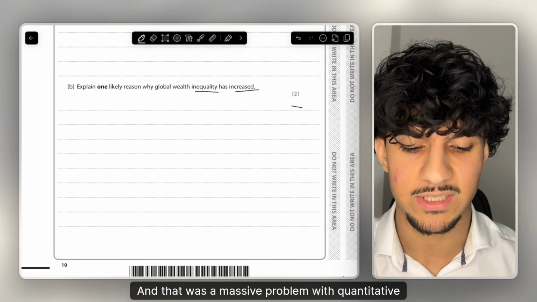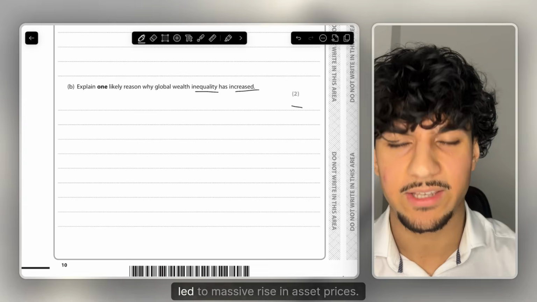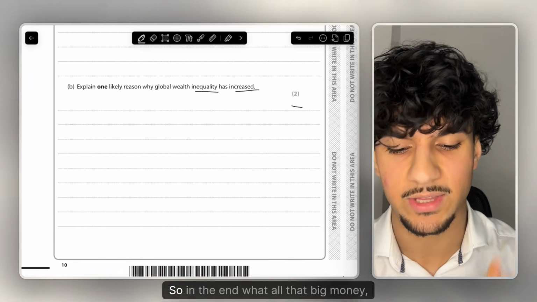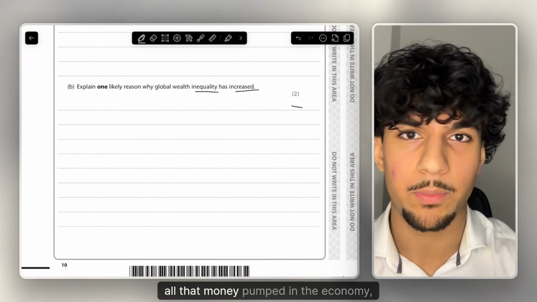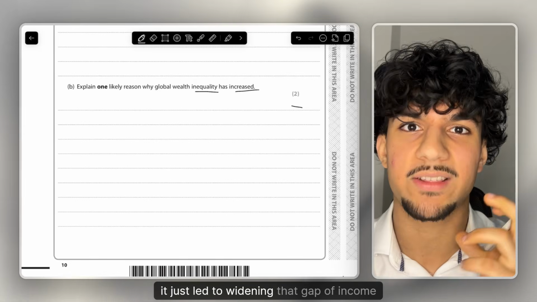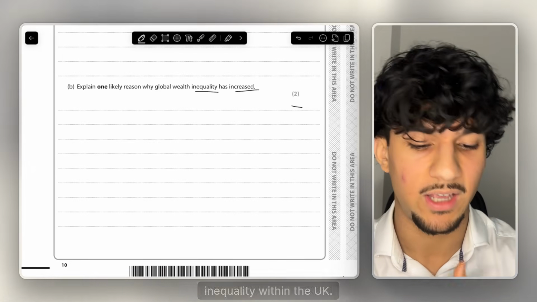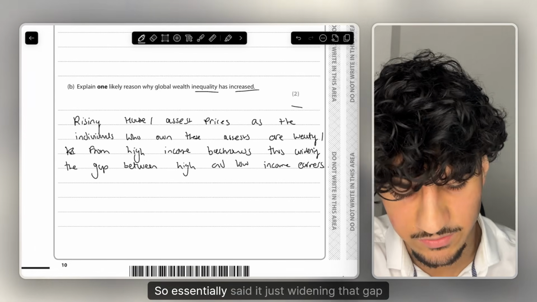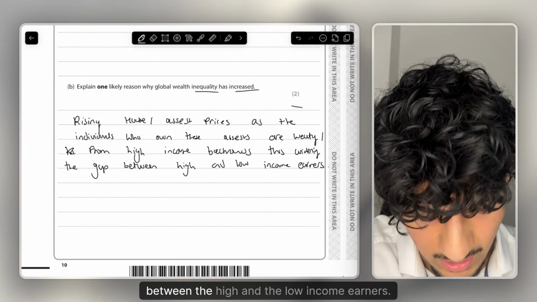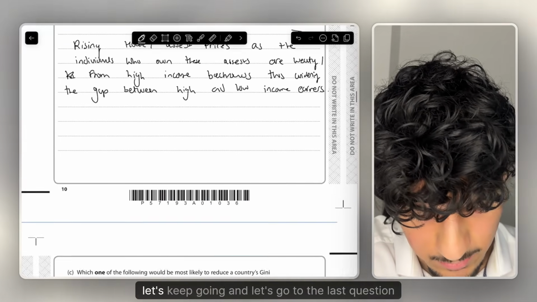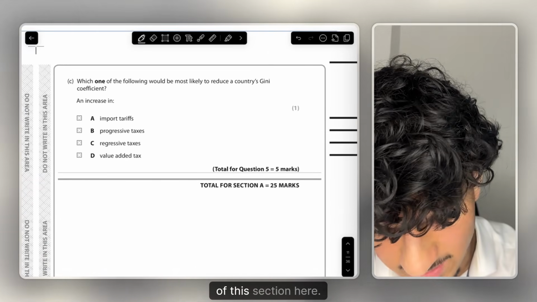And that was a massive problem with quantitative easing. What was the main problem with quantitative easing? It led to a massive rise in asset prices. So in the end, all that money pumped into the economy just led to widening that gap of income inequality within the UK, and we can see that now within the UK. So essentially, it's just widening that gap between the high and the low income earners. But yeah, let's keep going and let's go to the last question of this section A.